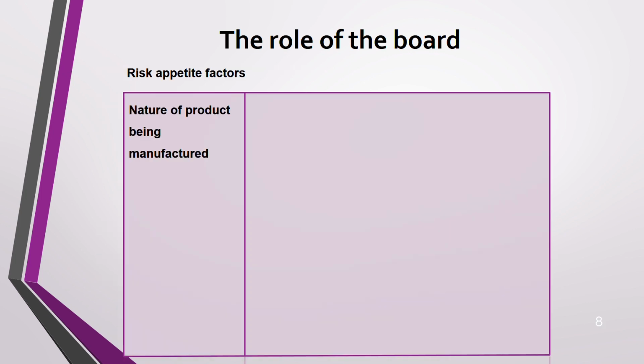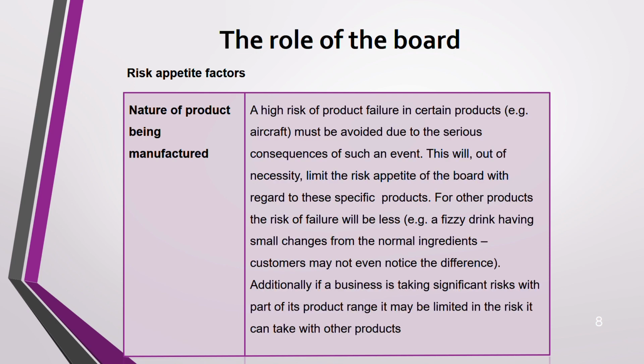Coming to the risk appetite factors, these will decide what your risk appetite is. Number one, the nature of the product being manufactured. Some products are very risky. One example is aircraft. Aircraft have a high risk of product failure. So the risk appetite of the board is limited in this case because the risk is very high. But for some, the risk of failure is less, like a fizzy drink. Even if there's a small change, customers will not notice the difference so much.